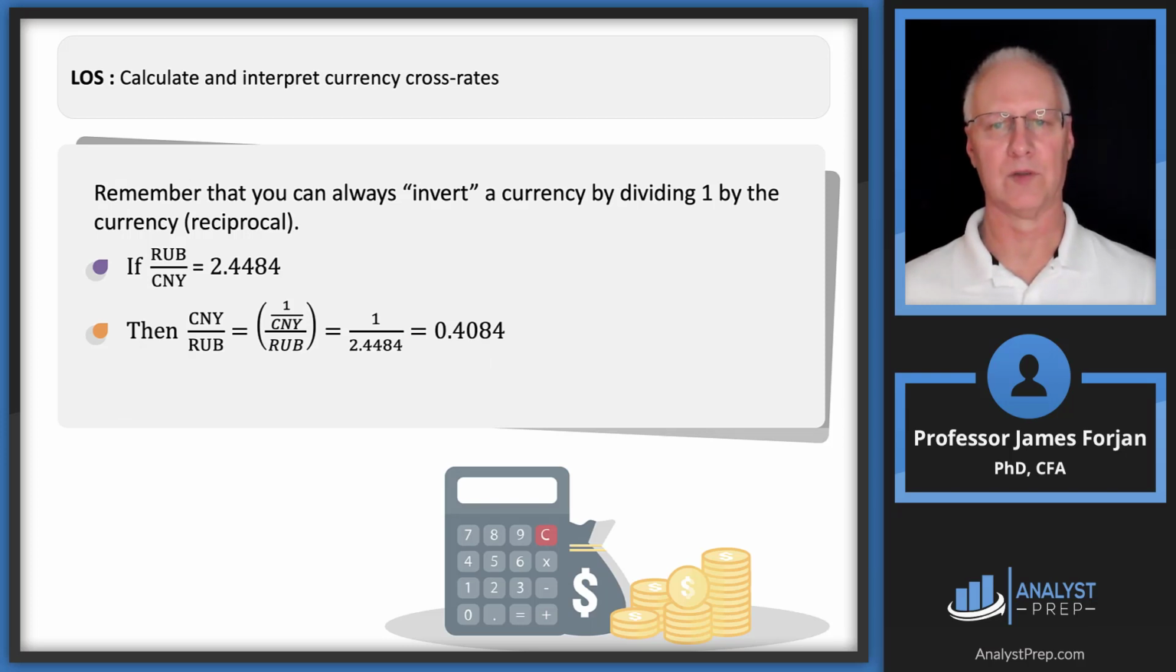Now here's just a quick slide making sure that you can be aware of that 1/x button on your calculator. So those of you who don't know about that, just pull out your calculator and find the 1/x button. And so you just put the 2.4484 in there and then hit your 1/x button and you get the 0.4084. That should be pretty self-explanatory.